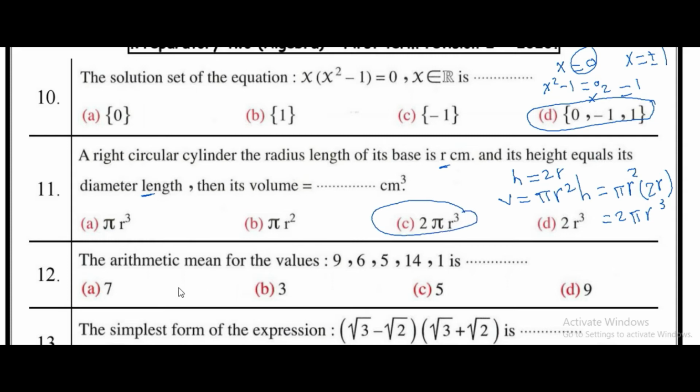The arithmetic mean, the mean equals sum over number. 9 plus 6 is 15, plus 5 is 20, plus 14 is 34, plus 1 is 35. The sum is 35 over the number, 1 2 3 4 5. 35 divided by 5 equals 7. The answer is 7.